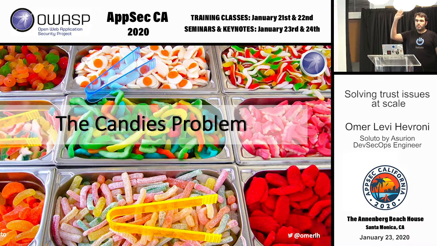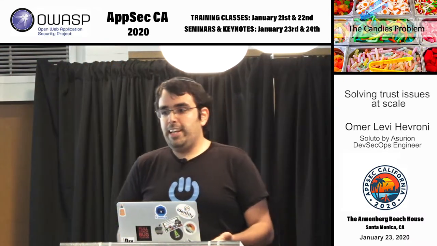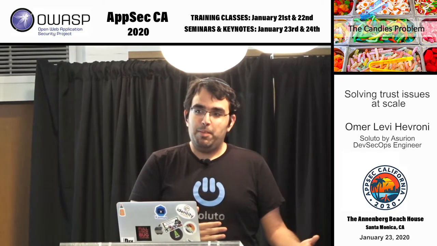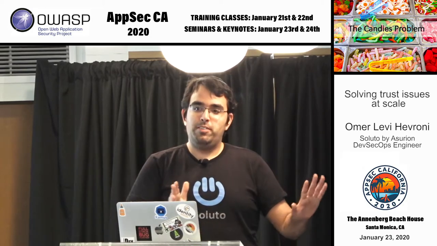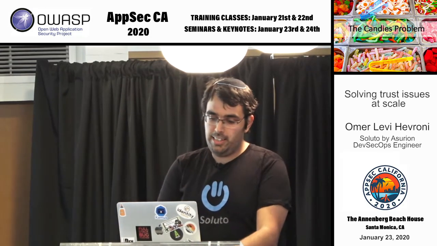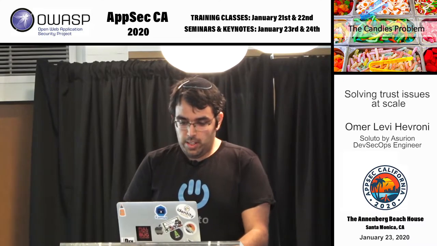And for the demo, I'm going to solve a problem for all the parents here. So who has kids? Okay. So you're probably familiar with the candies problem. Daddy, can I have a candy? And I hate this problem, so I want OPA to solve this for me. So I will not have to be the bad guy, but OPA will be the one denying the request. So let's see how we can do that.